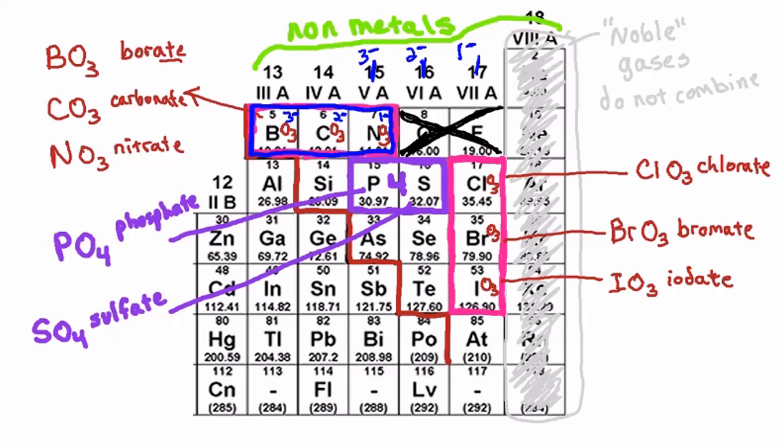So if we just follow this column down, the phosphorus is going to have a 3 negative charge when it's paired with 4 oxygens. The sulfur is going to have a 2 negative charge when paired with 4 oxygens. And the chlorine, bromine, and iodine are all going to have just 1 negative charge in their polyatomic ions.